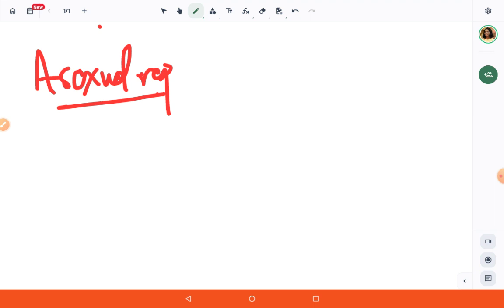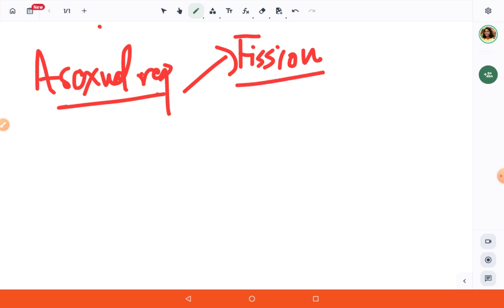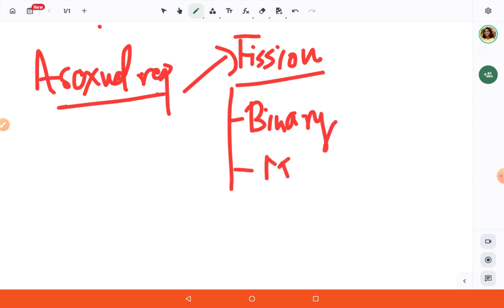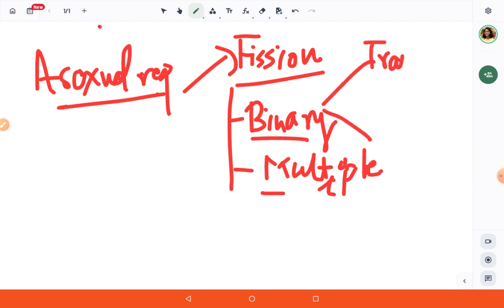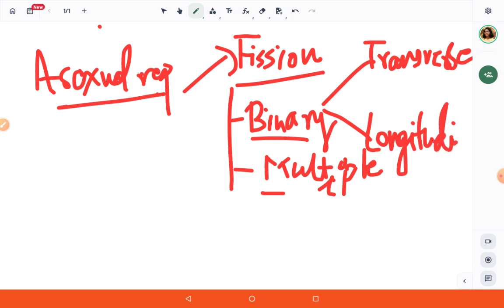Asexual reproduction. The first process is fission. I'll explain fission here. In fission we have two types: binary fission and multiple fission. Binary fission is again of two types: it can be transverse and it can be longitudinal. Let's first discuss only fission.